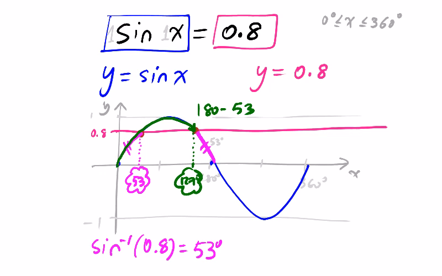So finding the first one, we get it from the calculator, and for the second one we just have to look in our quick sketch how far away we are from 180. So 180 take away that. So these two answers, 53 and 127, are the two base answers for this equation.